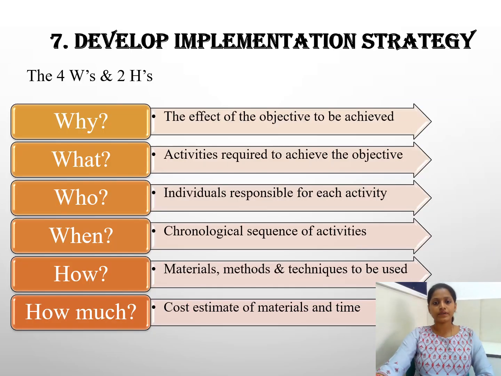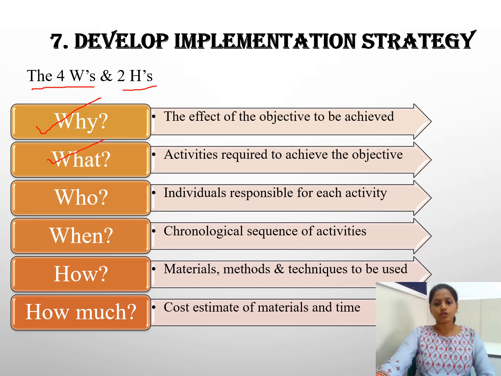The next step is developing implementation strategies. An implementation strategy for each activity is complete only when these questions are answered. We have 6 questions. You can remember it as 4 W's and 2 H's in an easy way. The first question would be why? Why should the effect of the objective be achieved?